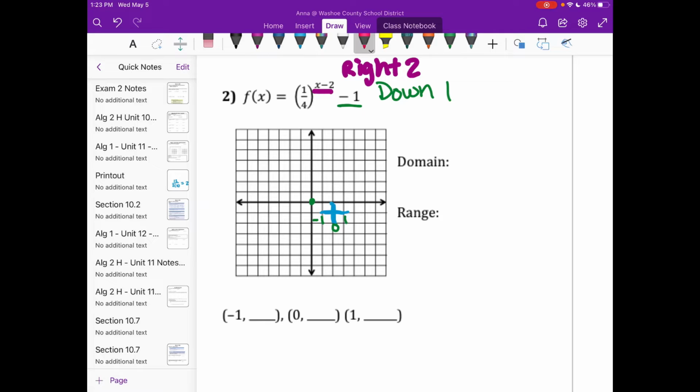So my base is 1/4. So I'm going to make my points with 1/4. So 1/4 to -1, let's flip it. So it's going to be 4 over 1, or just 4. 1/4 to the 0 is 1. And then 1/4 to the 1 is just 1/4. So when I start, I'm going to start at the -1, where I have my new thing.